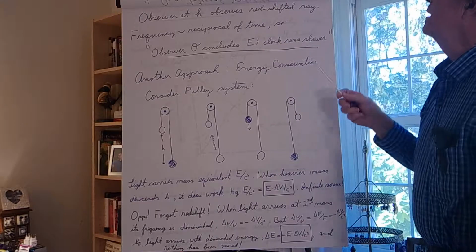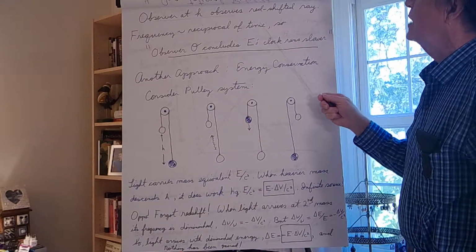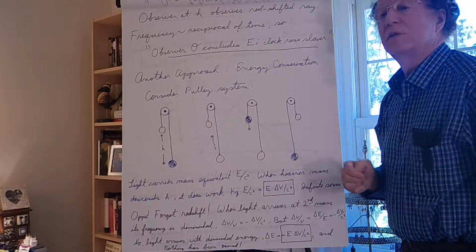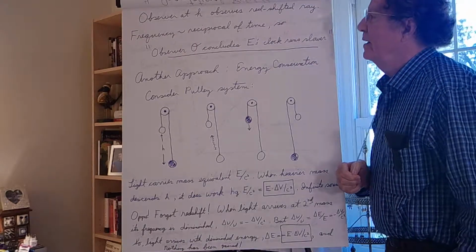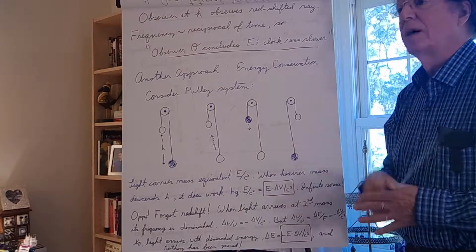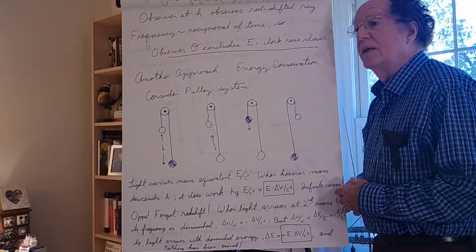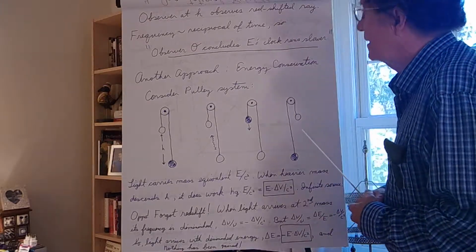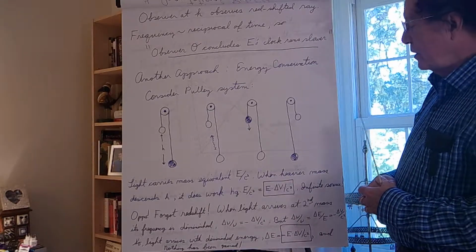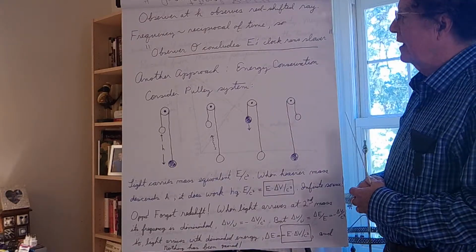The observer at h observes a redshifted ray. Frequency goes like the reciprocal of time, so the observer O concludes that E's clock runs slower. Effectively, O is observing the ticks on the clock of E. The frequency is redshifted, and so the ticks come in at a slower rate, and there you have it. Now there are other approaches to this problem, and they're interesting, and they'll come up in our other applications. So let's take a look at them.